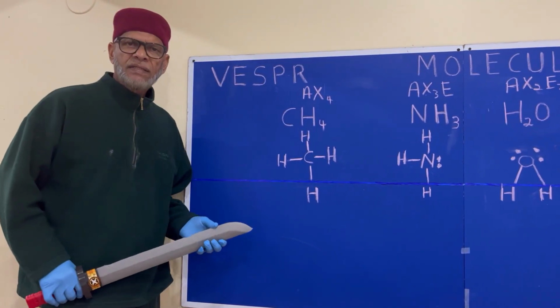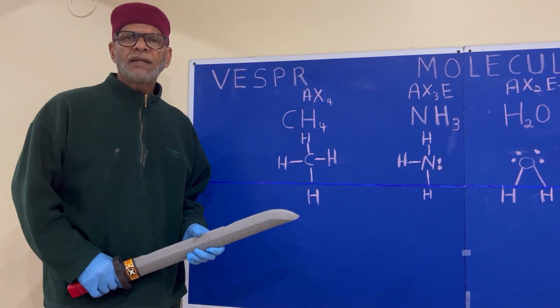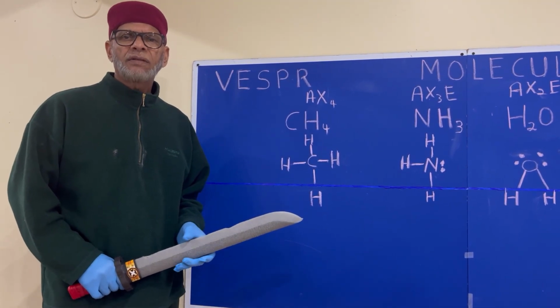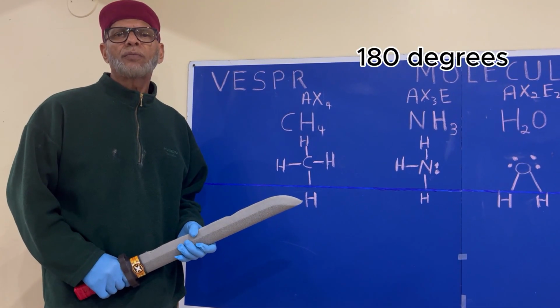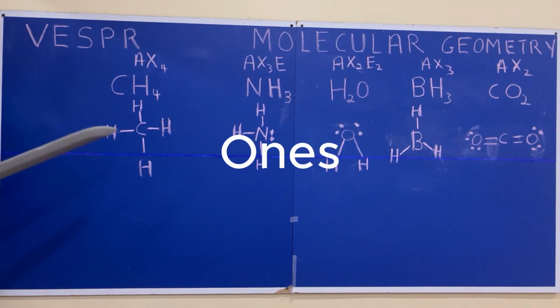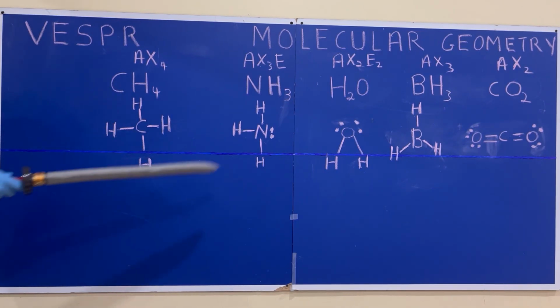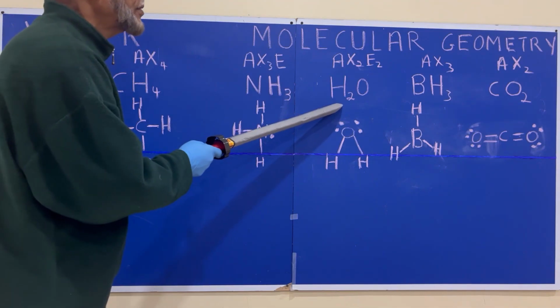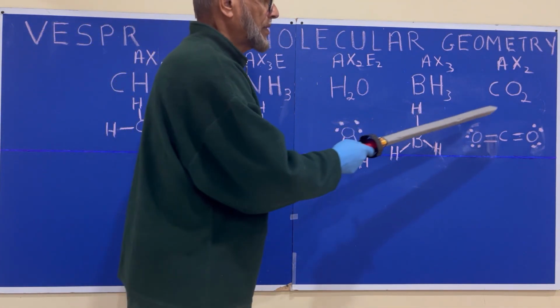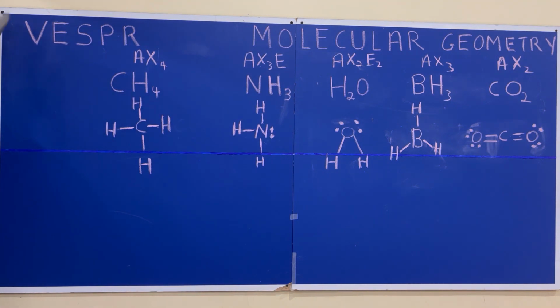Hi folks, today we'll be using the VSEPR theory, or the valence shell electron pair repulsion theory, to help us determine the molecular geometry for a few polyatomic compounds. The ones that we'll be examining are as follows: the methane molecule, the ammonia molecule, the water molecule, the boron trihydride molecule, and the carbon dioxide molecule. Below each of these formulas is the respective Lewis dot structure for the compound.